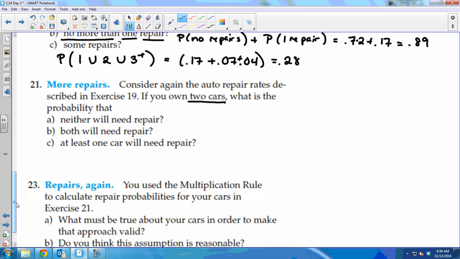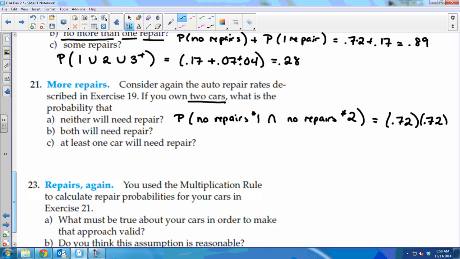So what's the probability that neither will need repair? Well, that means you have probability of no repairs for car 1 and no repairs for car number 2. So and means we're going to multiply. No repairs was 0.72 from above. And that's 0.5184.